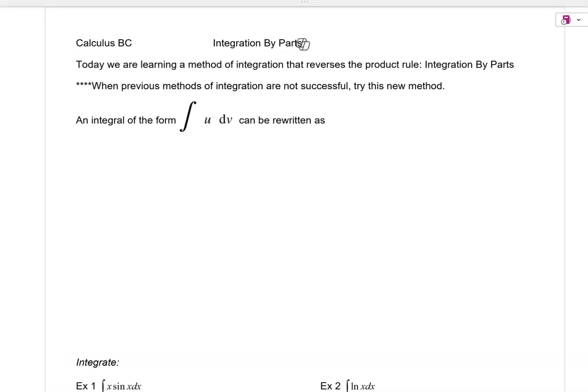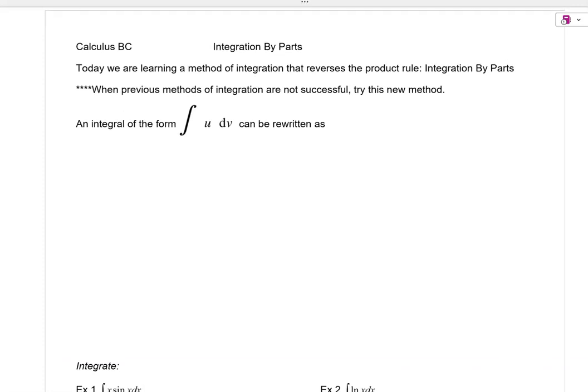Calculus BC, we are going to take a look at a new lesson involving integration. So much of what we've done this current unit has dealt with integration already. Today we're going to learn integration by parts. In integration by parts, we're learning a method, as you can read here. It's essentially reversing the product rule, but this is when we need to use it.